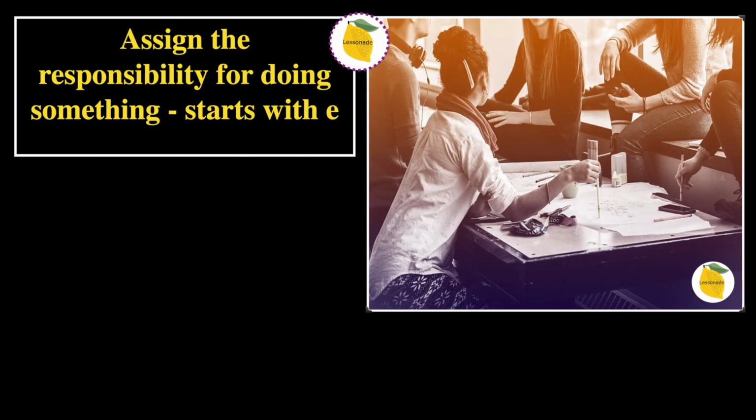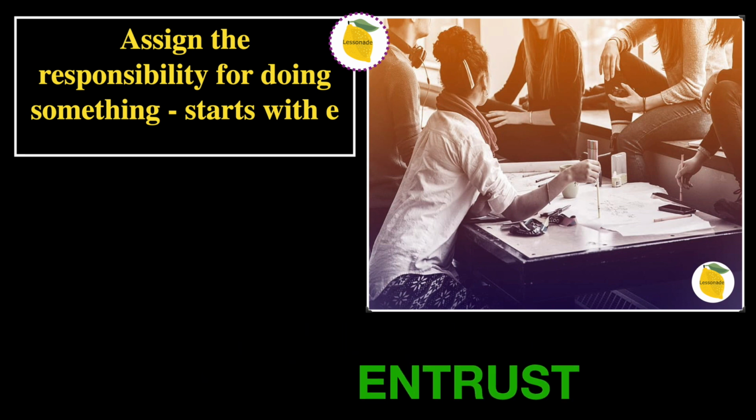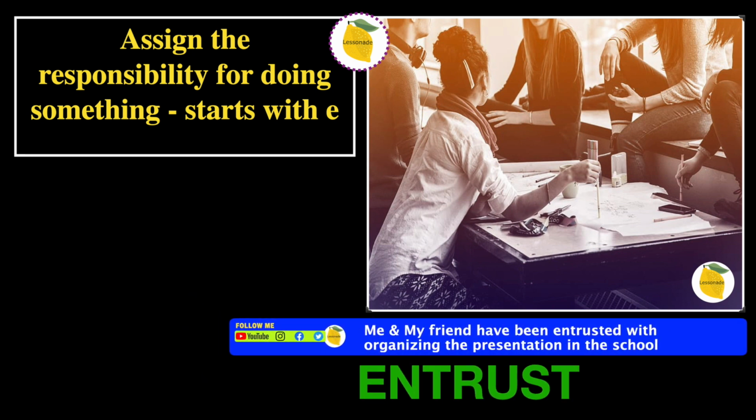Assign the responsibility for doing something starts with E. In this picture, we can see people planning as they've been given the responsibility for doing something. And the word is going to be entrust. And the sentence is, me and my friends have been entrusted with organizing the presentation in the school.